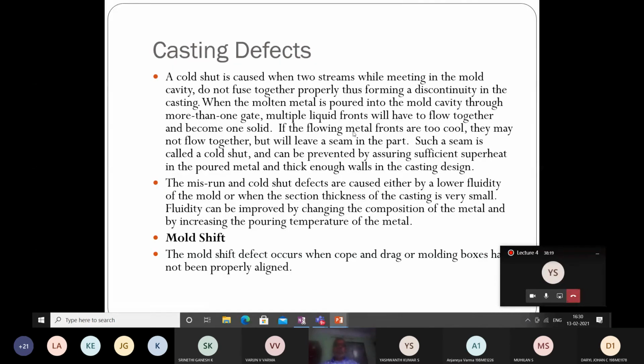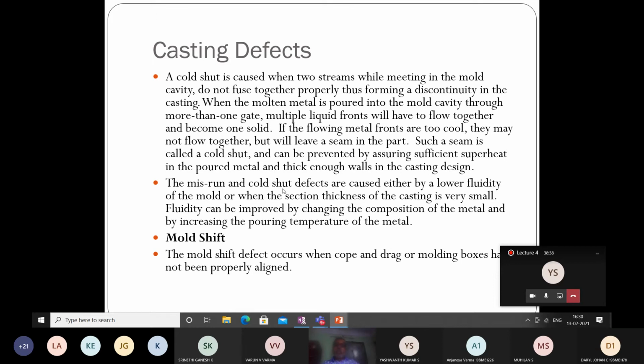The molten metal should be put through more than one gate. So two streams are there, and the mixing will not be proper. If the flowing metal fronts are too cool, when they are very cold, they may not flow together, and thus will create a problem. That is called cold shut.